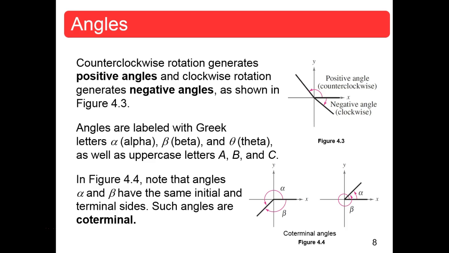Now, I'm not sure why this is true, but counterclockwise rotation generates what we call positive angles. You would think it would be clockwise, it's not. It's counterclockwise. Whereas clockwise rotation from that initial side gives you a negative angle. Okay? It's just how things are.